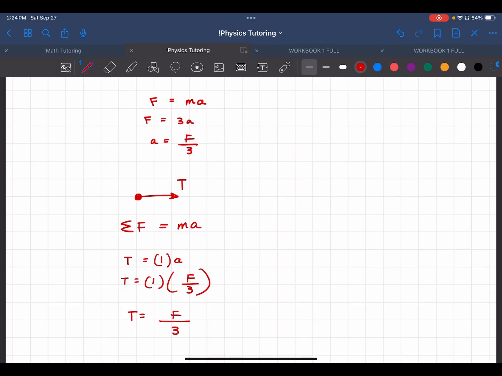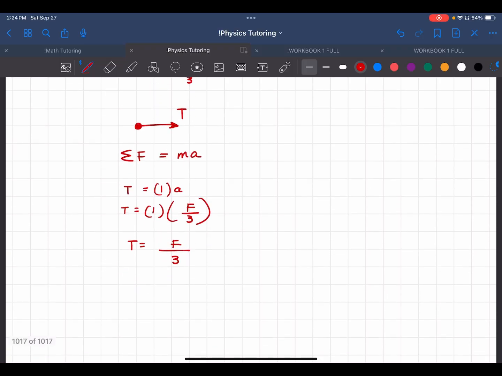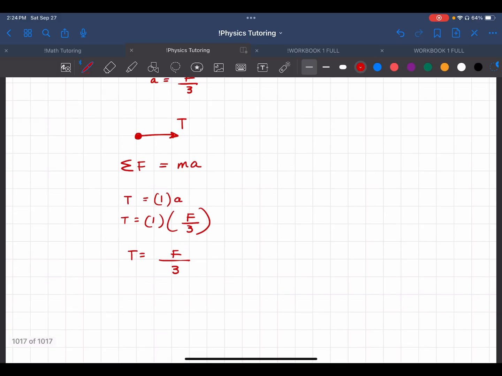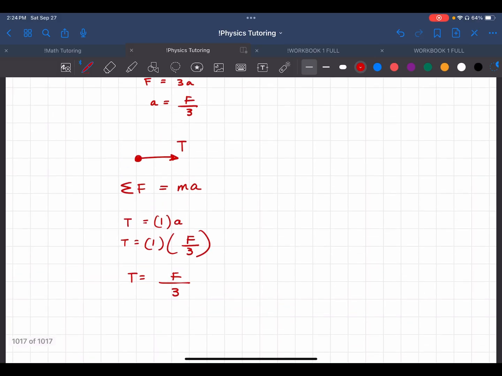So I can generalize that. What did I do? If I go back, this mass right here is just the mass behind the rope. So you can use this fact: tension equals the mass behind the rope times A, and then A I have to solve for.